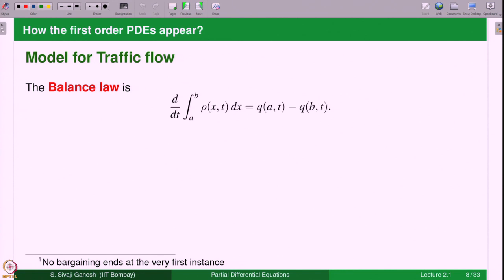So, the balance law is now d by dt of the integral from a to b of rho(x,t) dx equal to q(a,t) minus q(b,t). Now, we are going to modify the right hand side. We write it as an integral. If you use the fundamental theorem of calculus, it will give you q(a,t) minus q(b,t).